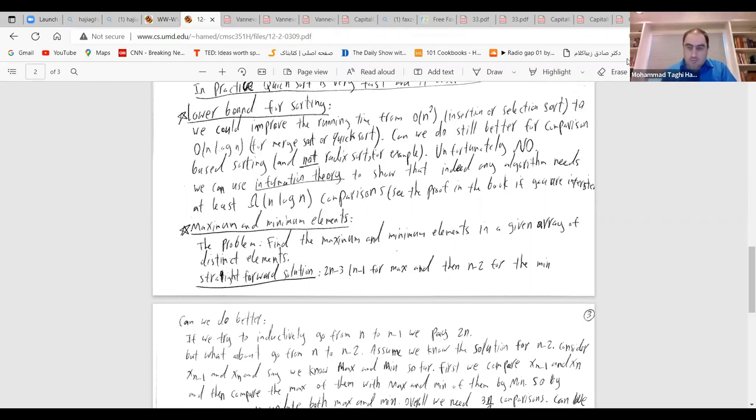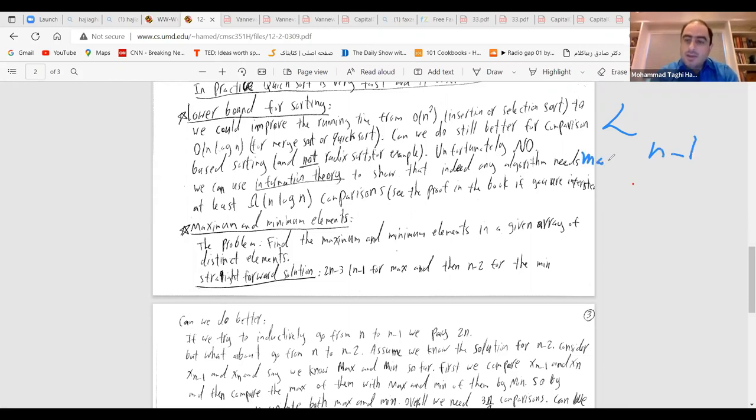Good. So today we are continuing the previous lecture, and in particular we are talking about finding the maximum and minimum elements. We discussed this previous time, and I mentioned that finding the maximum element, you can just find it with n minus one comparisons.